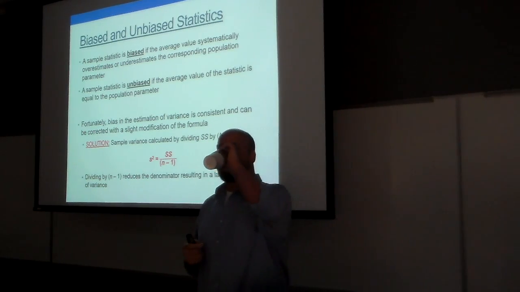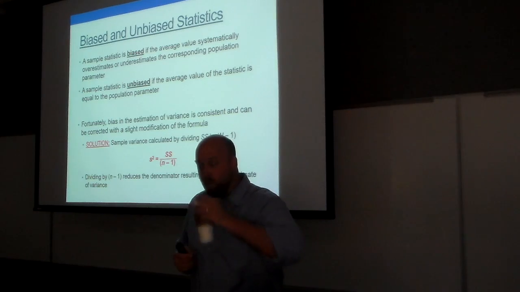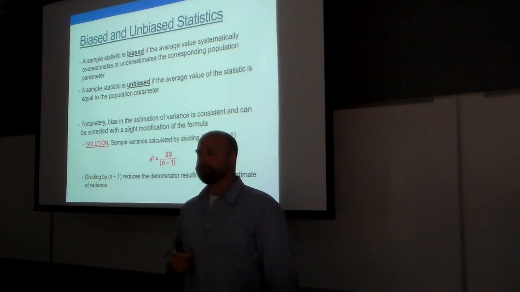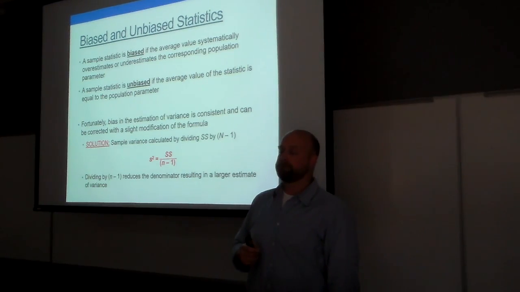Okay, so it says the sample statistic could be biased to over or underestimate the population parameter. If it's overestimating it, would it not be problematic that we do the n minus 1? But it's not, okay.